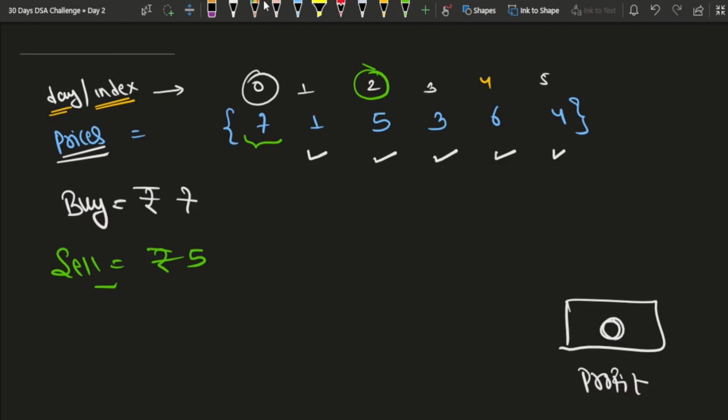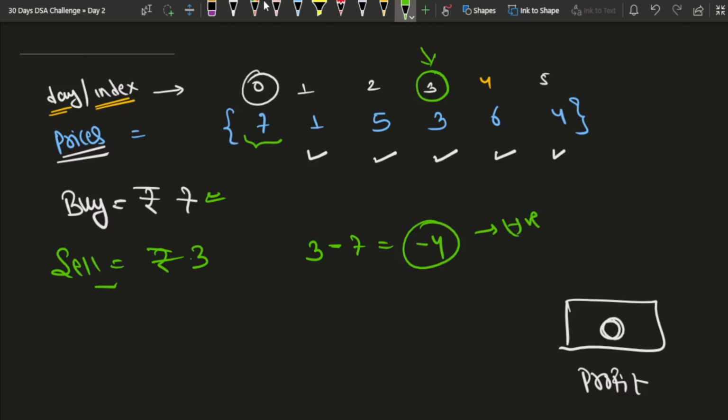Okay, now let's say instead of selling the stock on day number 2, I decide to sell the stock on day number 3. Then how much money will I get? I'll get 3 rupees. What is the profit? Profit is sell, which is 3, minus buy, which is 7, which will give me minus 4. This is again a negative value. It again signifies that you made a loss of 4 rupees. Now we'll again compare, is this minus 4 greater than 0? You will say no, so we will not update our profit variable.